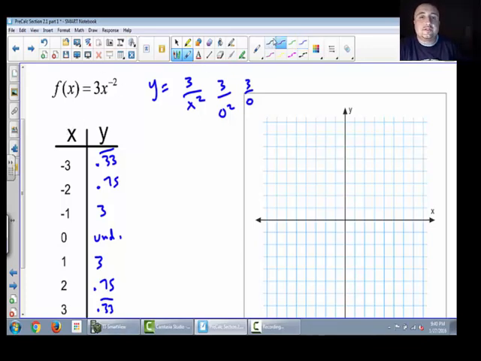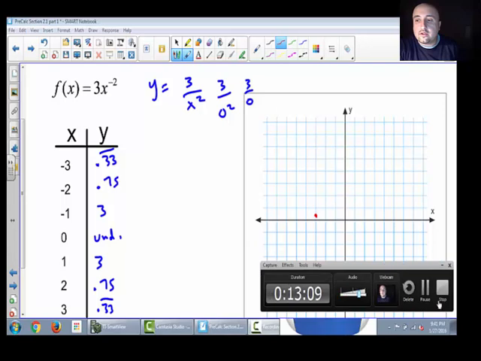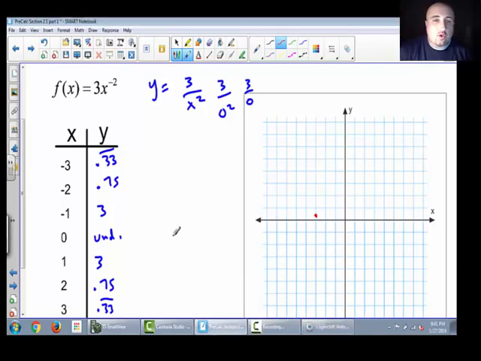All right, so let's plot these. Let's start at -3. -3 is 0.33. 1, 2, 3. And 0.33 is right here. Sorry, I have an annoying cat. All right, so let's plot this again. We said -3 is 0.33. -2 is 0.75, so a little bit higher. -1 is equal to 3. 0 is undefined, so there's nothing here. 1 is equal to 3. 2 is equal to 0.75. And 3 is equal to 0.33. So you can kind of get the general idea here.